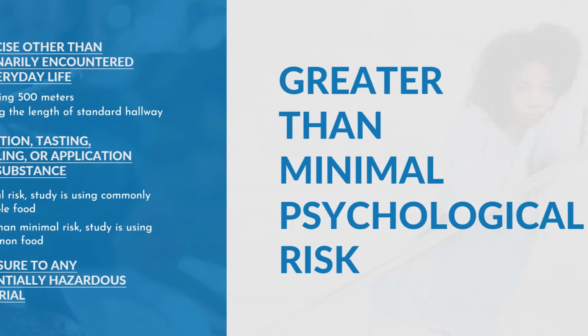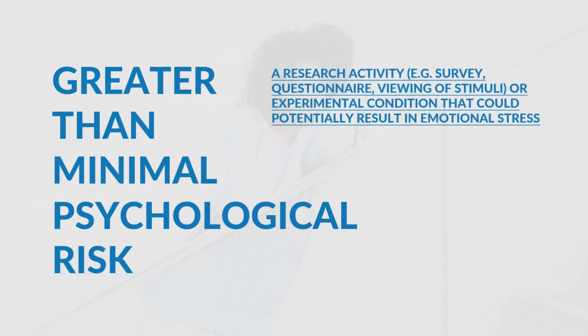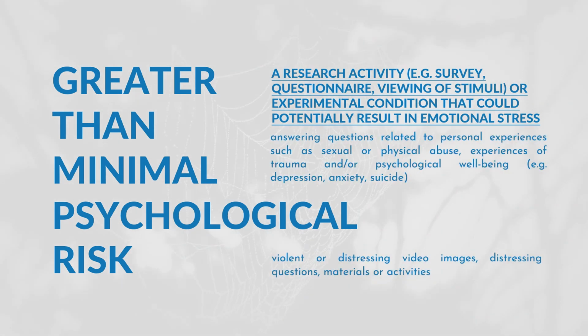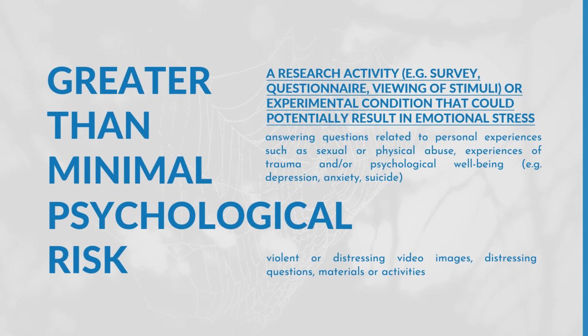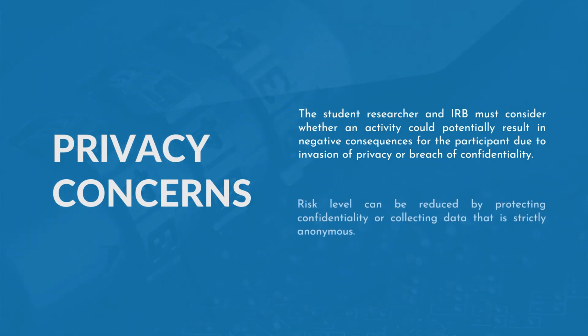The following are examples of greater than minimal psychological risk that involve experimental conditions that could potentially result in emotional stress. This requires documented informed consent, and a licensed mental health professional must be on the IRB reviewing these types of projects. Privacy concerns. Protecting confidentiality requires measures to ensure that identifiable research data are not disclosed to the public or unauthorized individuals. Example: collecting students' GPA. This requires the collection of research in such a way that it is impossible to connect research data with the individual who provided the data, to prevent the research participant from suffering embarrassment and feelings of distress related to invasion of his privacy.